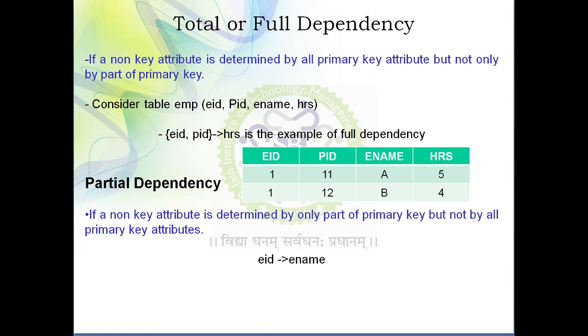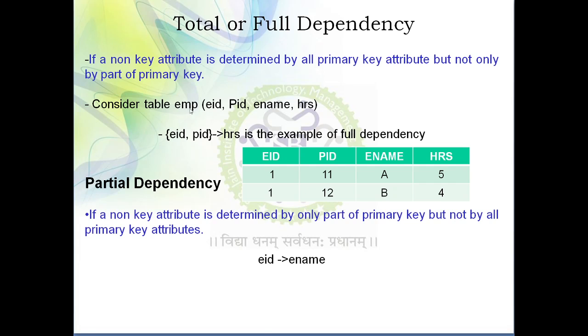But a primary key can be formed with more than one attribute also. All attributes which form a primary key are treated as key attributes, and the attributes which do not take part in the formation of the primary key are called non-key attributes. So first we try to understand the concept of total dependency, or full dependency.